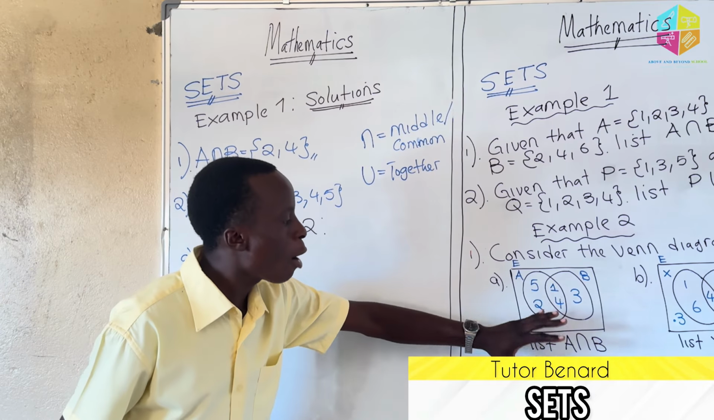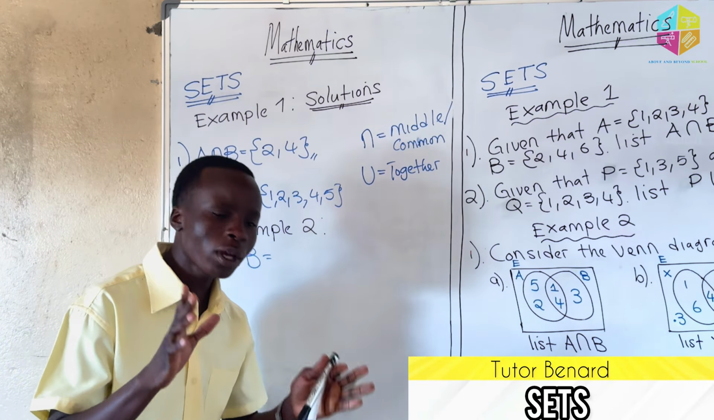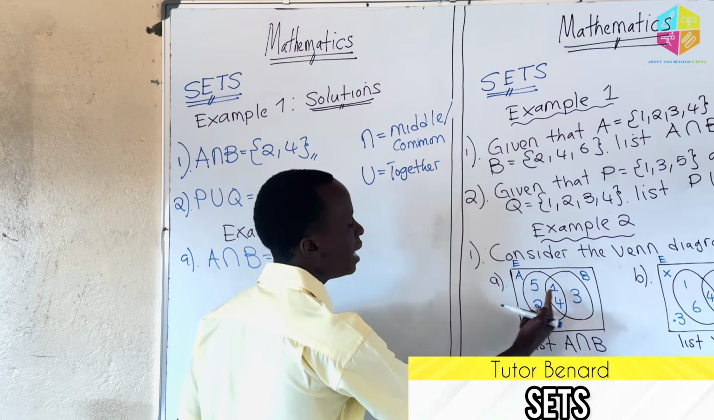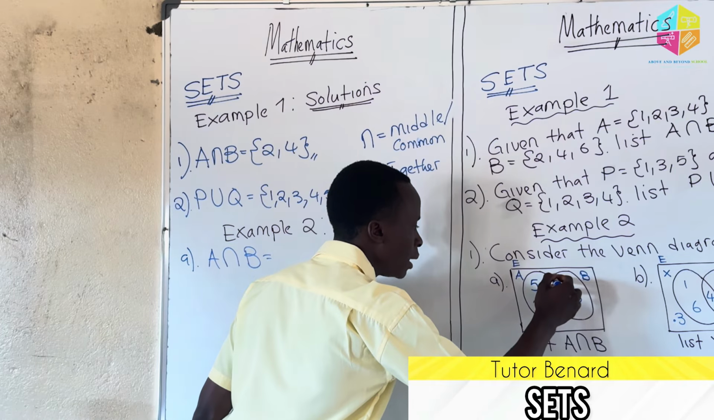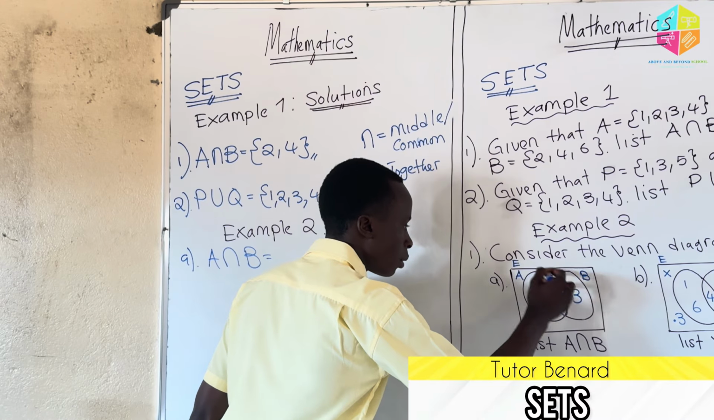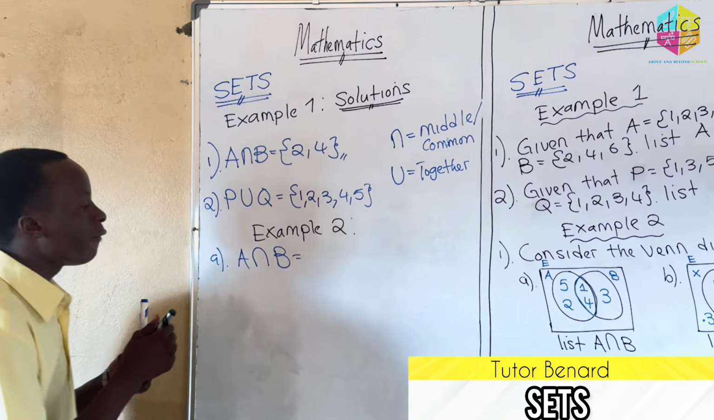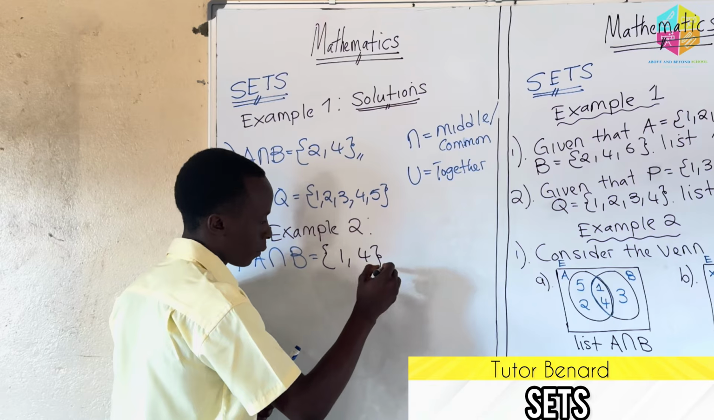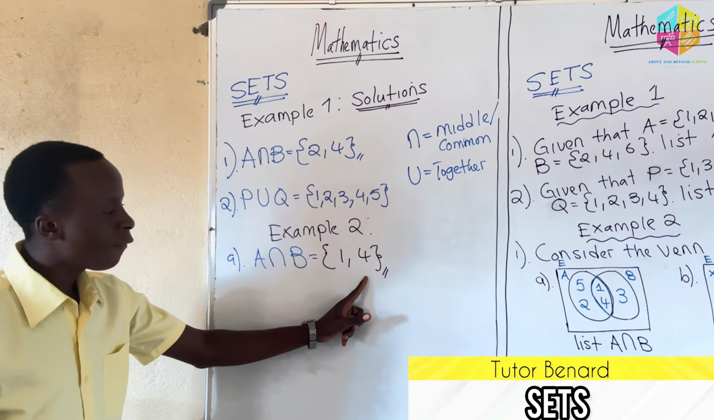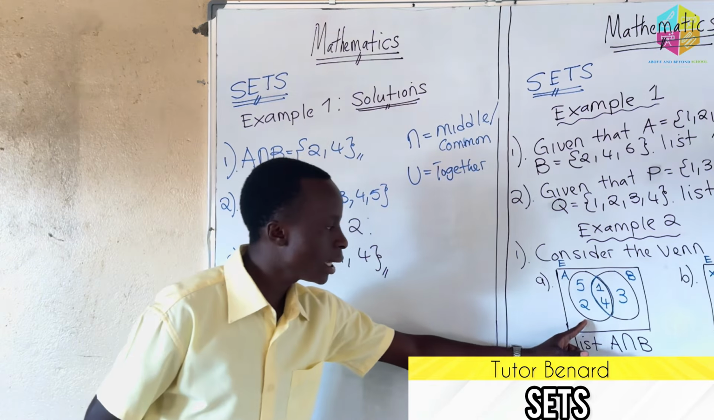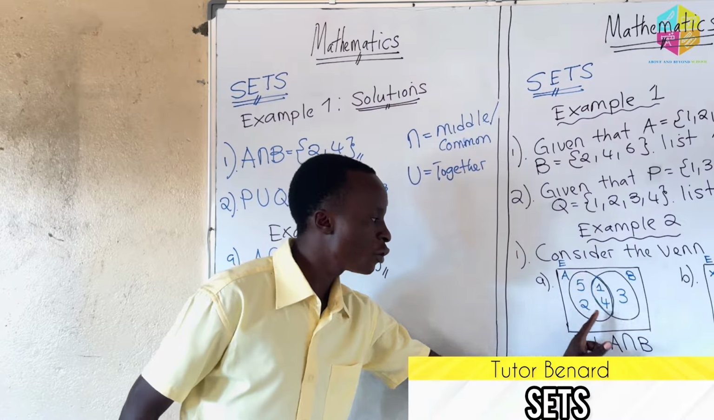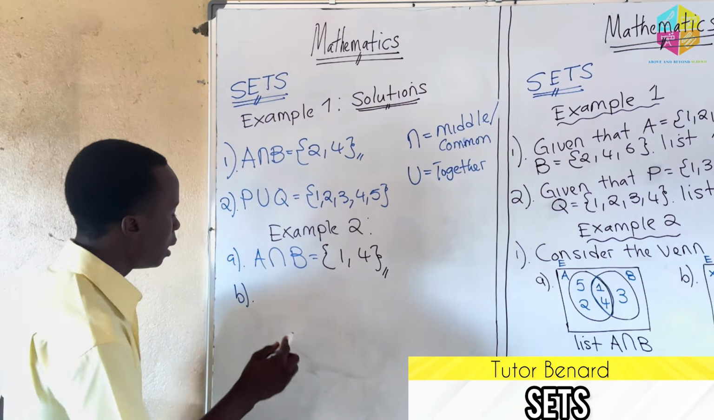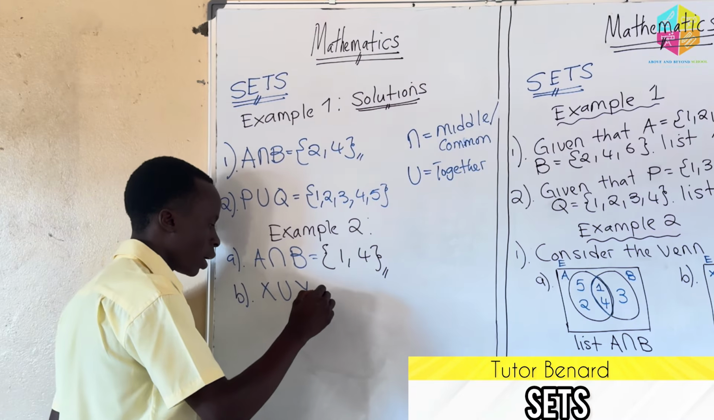So for our final answer, you just look for the number or numbers that are in the middle of set A and set B. The middle part is this. Therefore, our final answer is 1, 4. Why 1, 4? Because the word intersection in this case means middle. So always remember this.